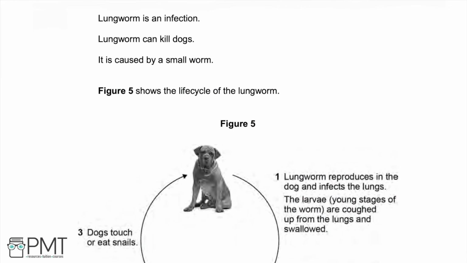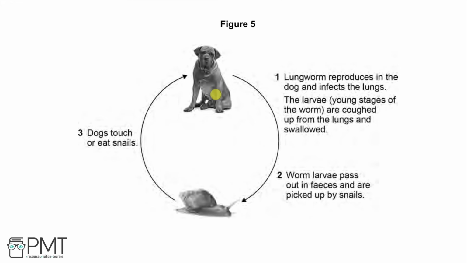Lungworm is an infection. Lungworm can kill dogs. It is caused by a small worm. Figure 5 shows the life cycle of the lungworm. Now let's have a look at Figure 5.